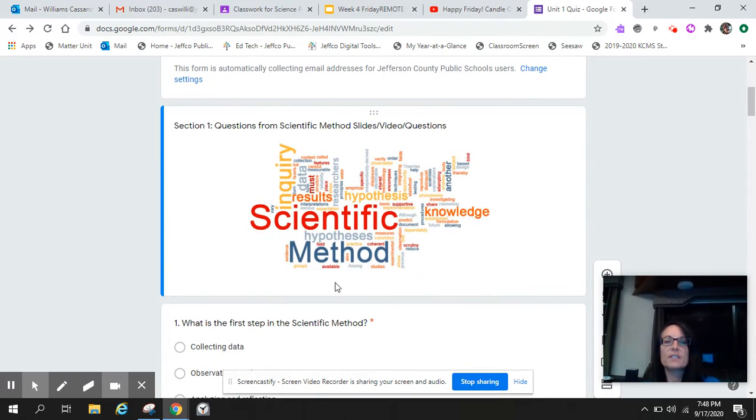So you will see a section title with a picture, and what it tells you in the section title is where the questions are coming from. That means that's where you need to look to find the answers. So you want to see value in the work that you've been doing all week. So you've been doing a lot of hard work for class. You want to be able to use that to show your knowledge.